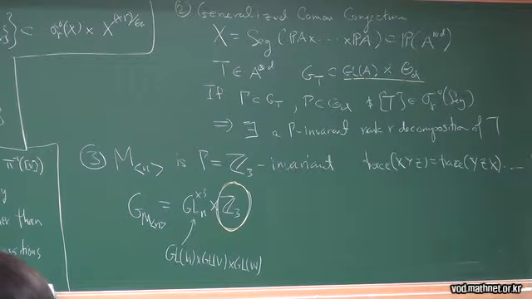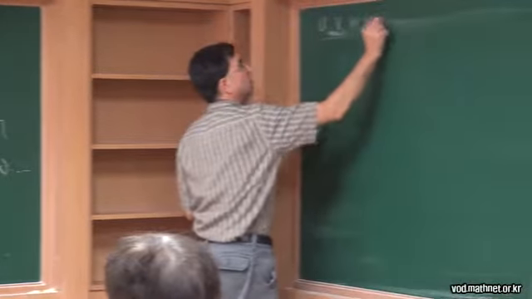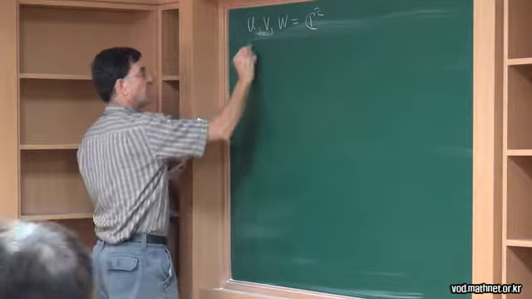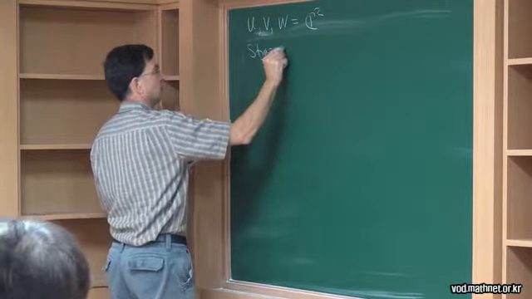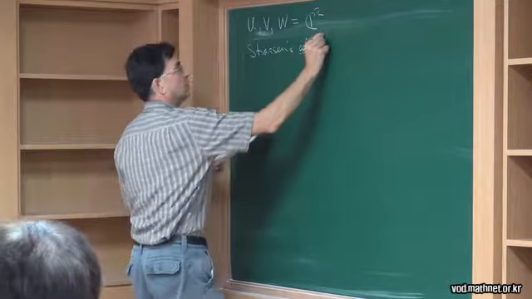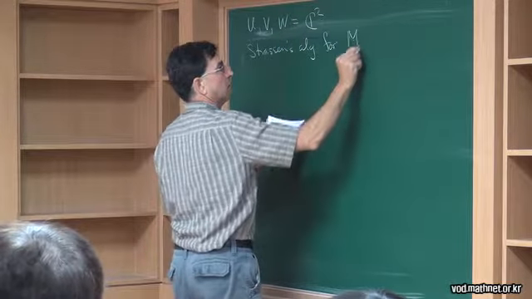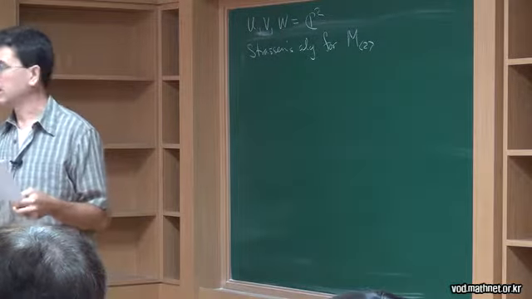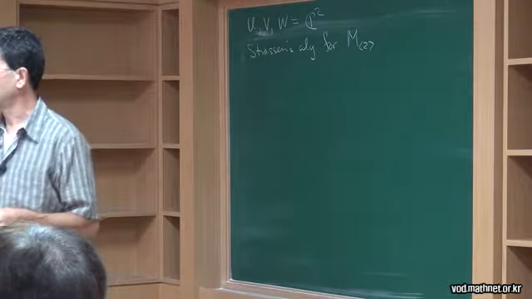Okay. So U, V, and W will be C^2 now. And I'm going to talk about Strassen's algorithm. So your notation G_T is the group fixing this given tensor T? That's correct. Just like here.